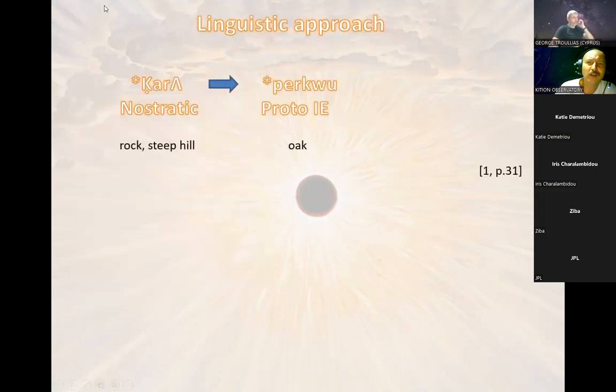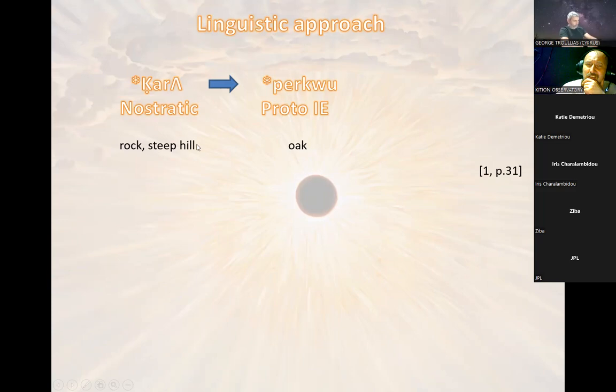What do we have? A linguistic approach in the joint work of Ivanov and Toporov in 1974. It showed that the Nostratic word Cara brought to the Proto-Indo-European word Percu. So this transformation was proved.